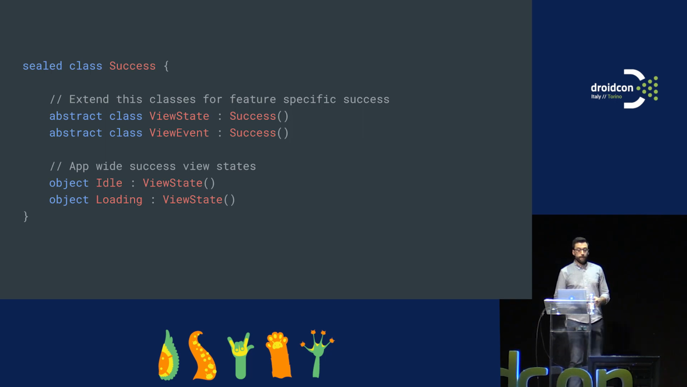We have now a definition of ViewState and ViewEvent, because for us it makes sense to define them as different objects. But we also have app-wide success events and states. So like being idle or being loading some data. It is the same loading one screen or loading another type of screen. In the end, it's a loading state, and it will be the UI side, the one that will take care of modeling and rendering that information as we want.